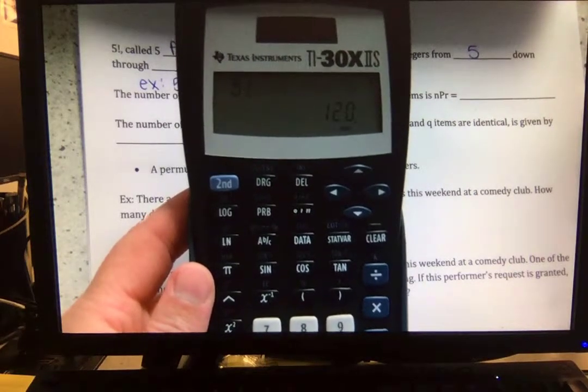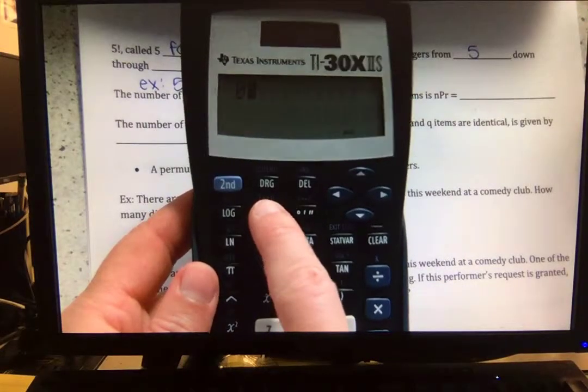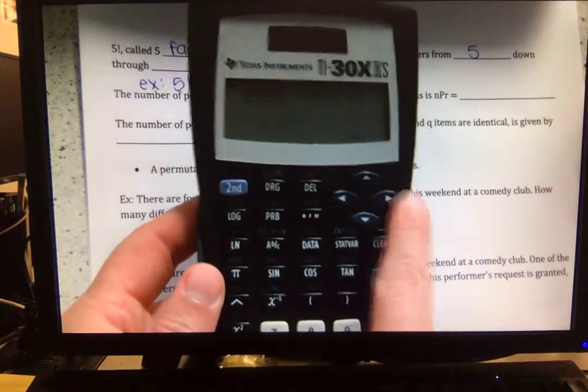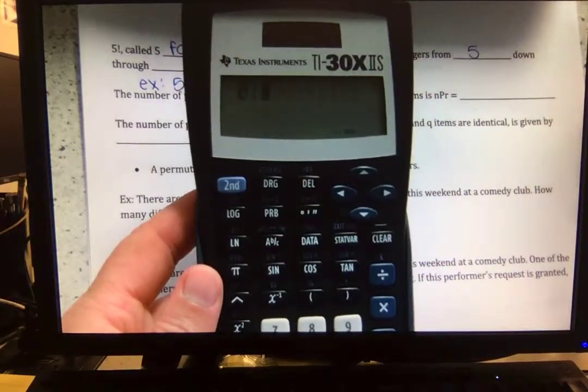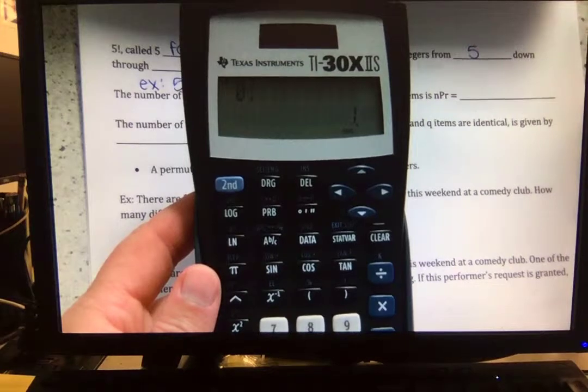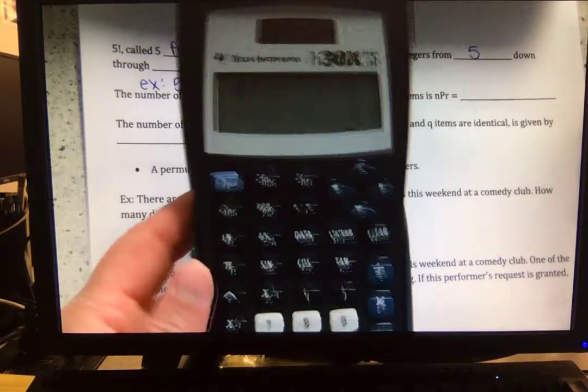Same thing if we have 0 factorial: pressing the PRB button, scrolling over to the exclamation mark, press enter. So 0 factorial, boom, is 1. It'll tell us everything. Questions about the scientific calculator? How could I help you before we move on from this part?